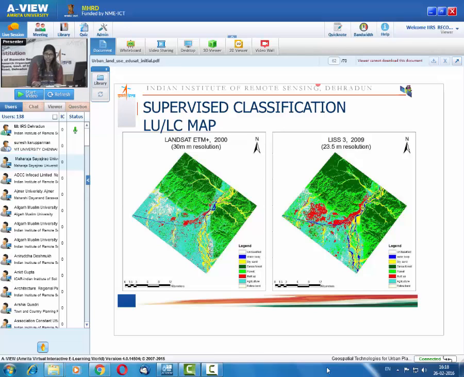Another reason for choosing this slide was that we have chosen two different sensors: Landsat imagery and LISS 3 imagery. Landsat imagery is at 30 meter spatial resolution, whereas LISS 3 imagery is at 23.5 meter spatial resolution. So how are we going to compare the two? We can resample the 23.5 meter to 30 meter, and then it becomes comparable and can be used for analysis and comparison.